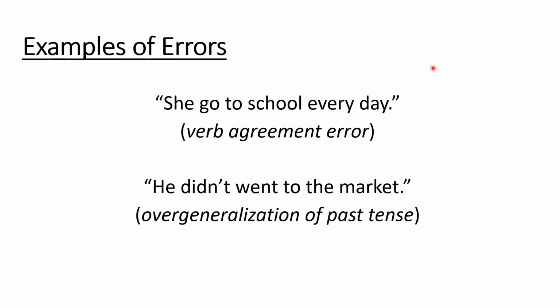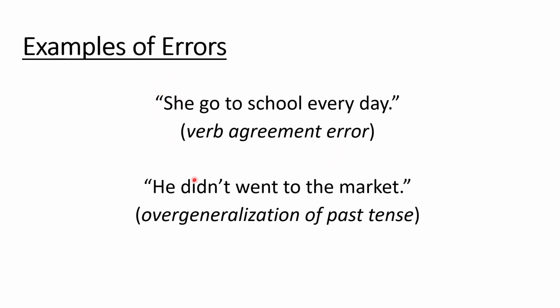Here are the examples of errors. "She go to school every day." So this can be categorized as verb agreement errors because it's supposed to be "she goes to school every day" because this is a third person singular. Therefore, we must use the exact verb to agree with the subject.